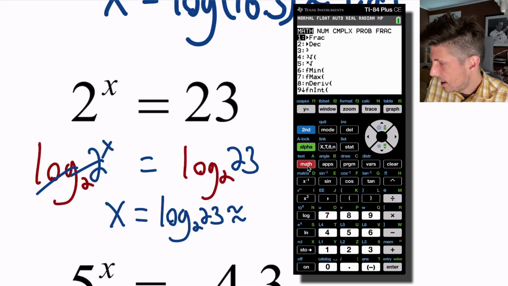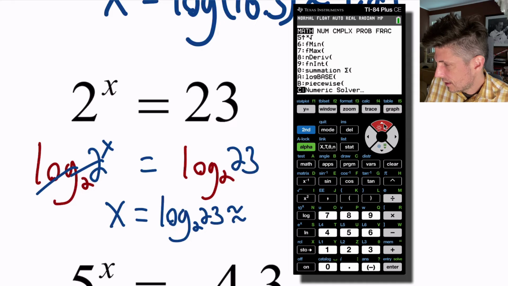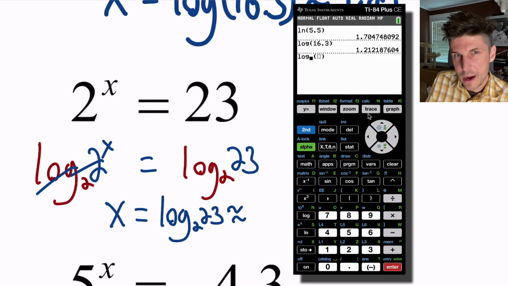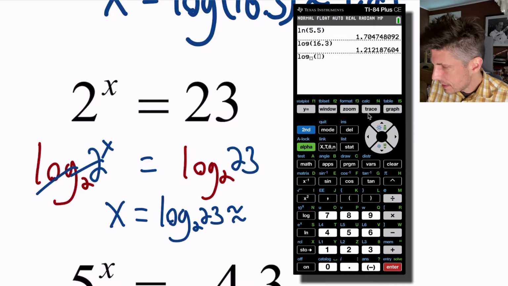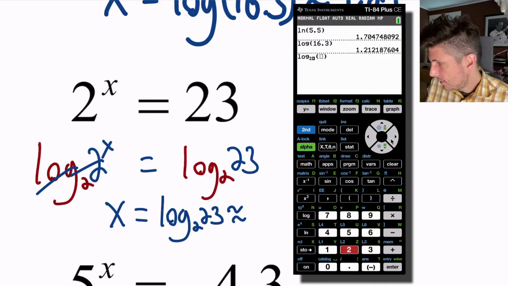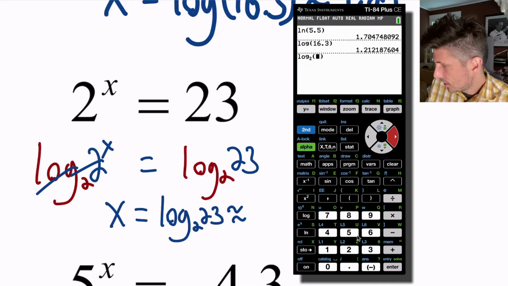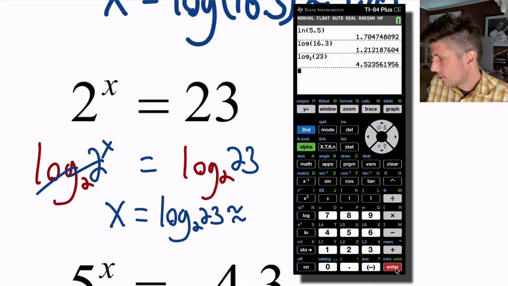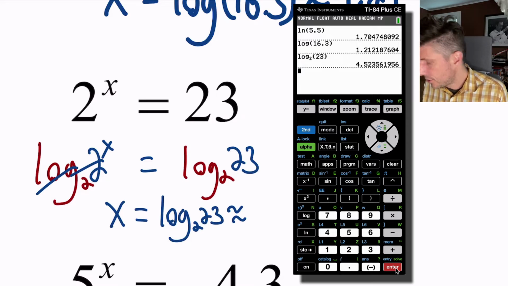You press math and then it's right in this menu. I'm going to push up so I can get to the end faster. So you would press math and then option A for log base. Log base sets it up for you so you have the option to put the little base in there. So we're dealing with base 2. And then we can plug in our argument, which is 23, and it will give us that answer. So it's 4.52.